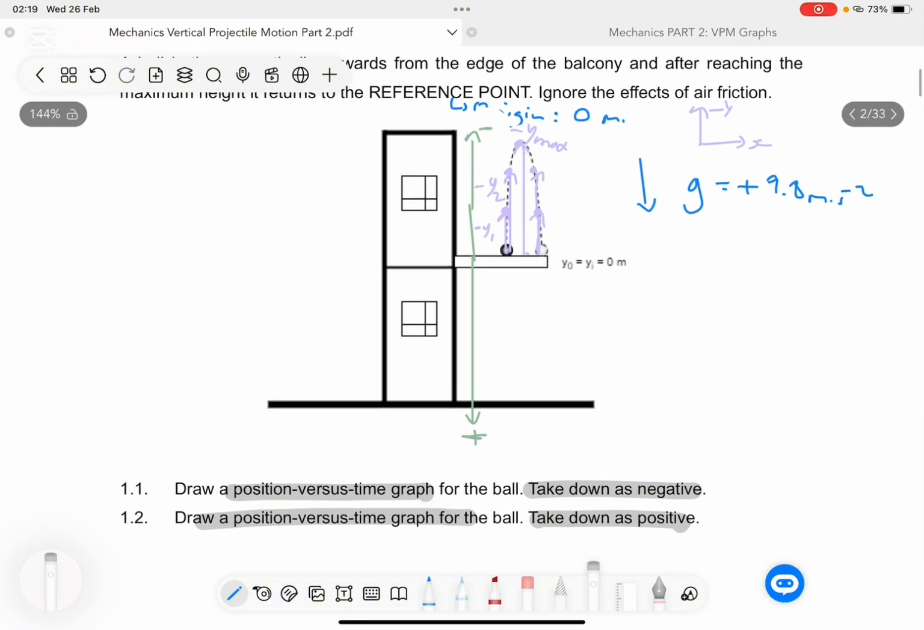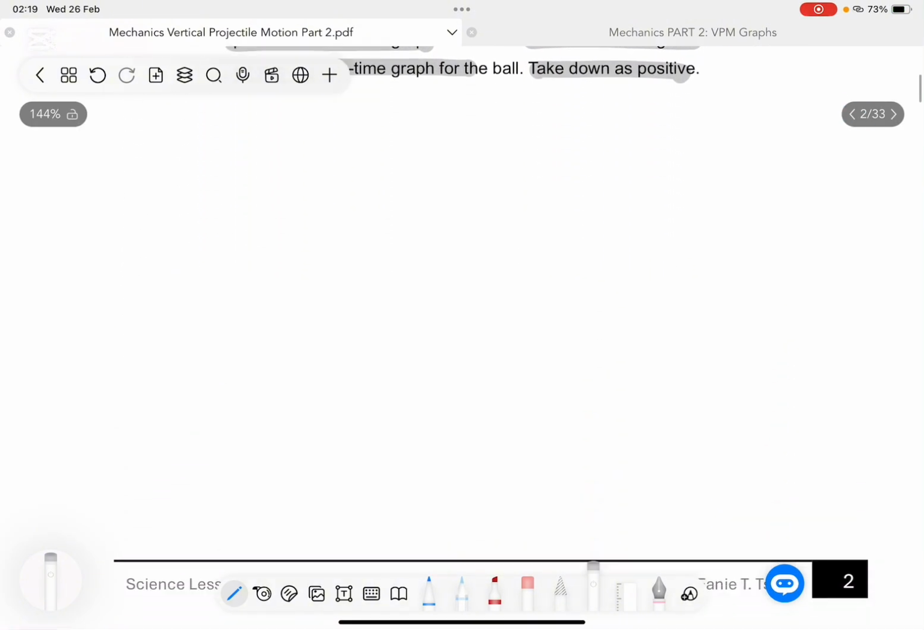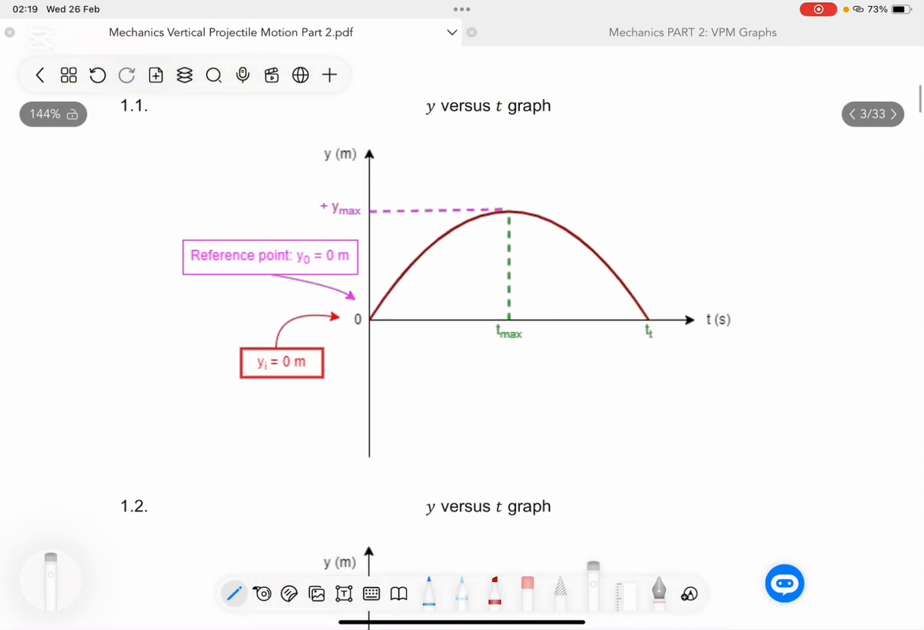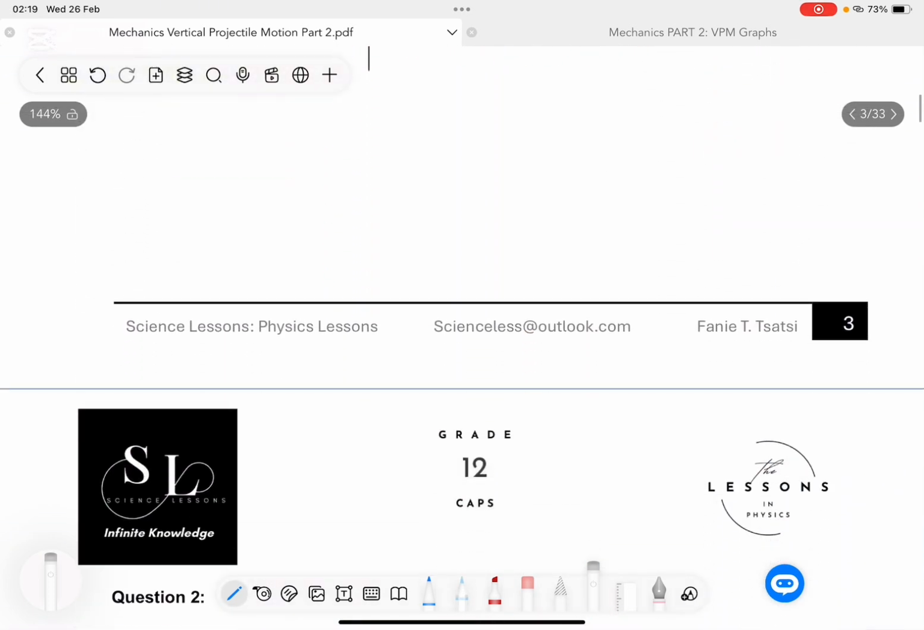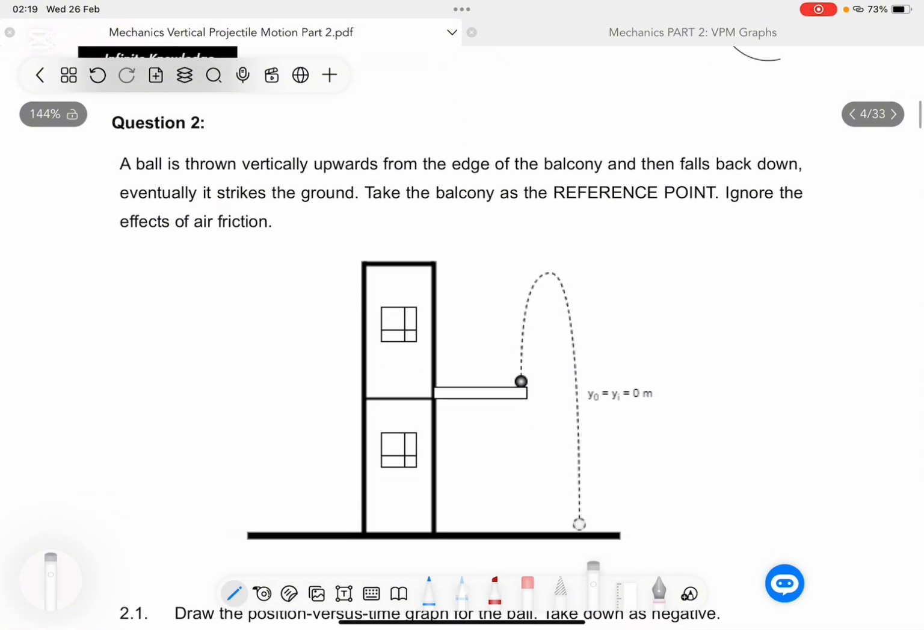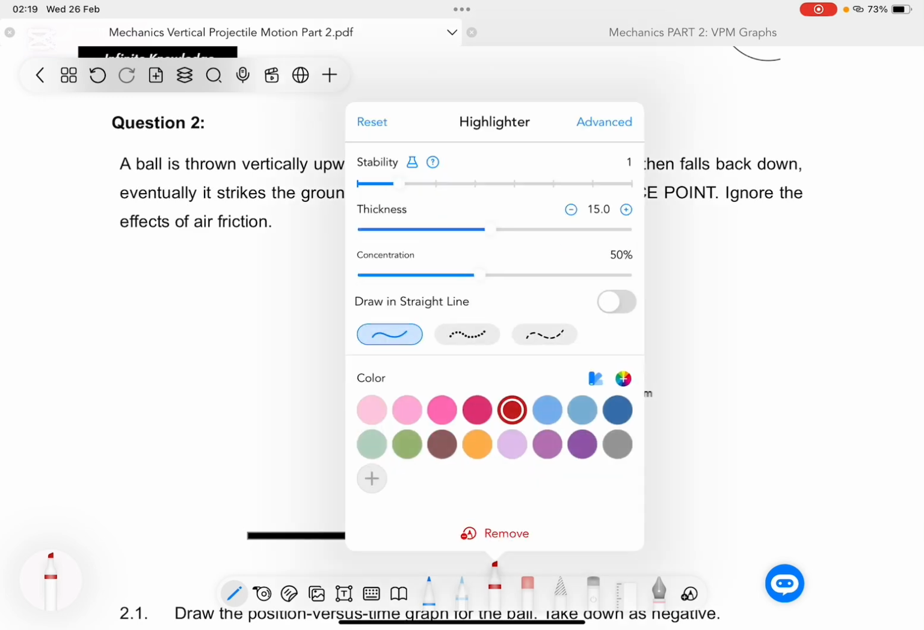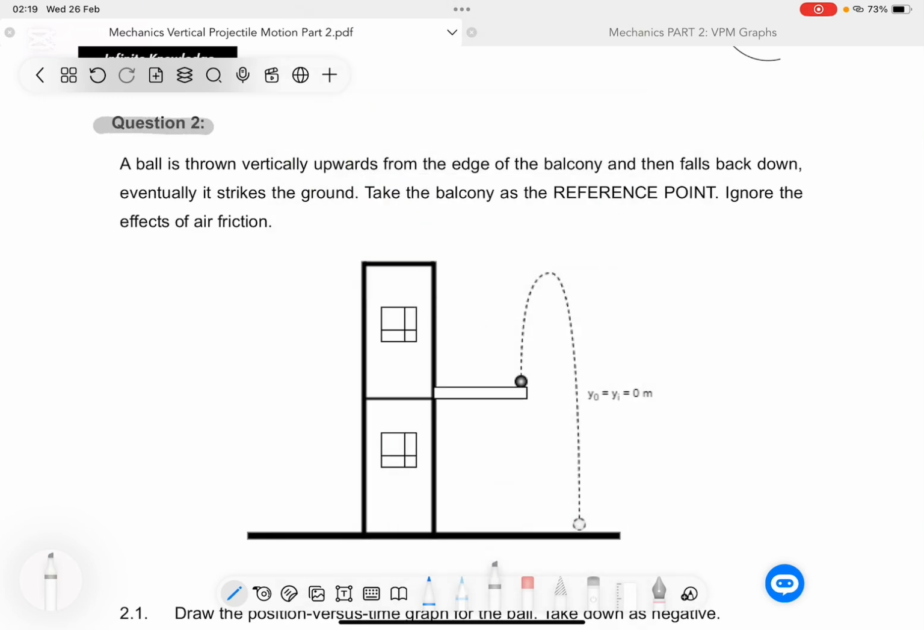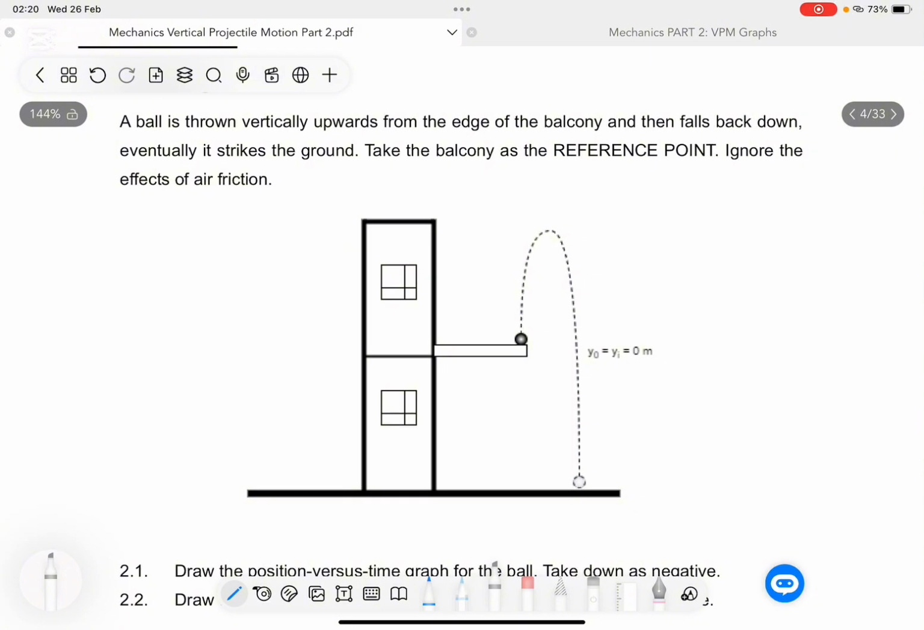We are now going to look at another scenario where we draw the position versus time graph, by looking at question 2. Question 2 says a ball is thrown vertically upwards from the edge of the balcony and then falls back down. Eventually it strikes the ground. Take the balcony as the reference point and ignore the effects of air friction.